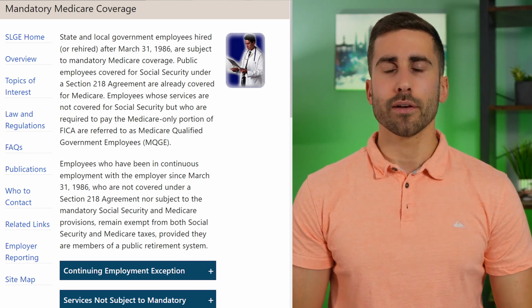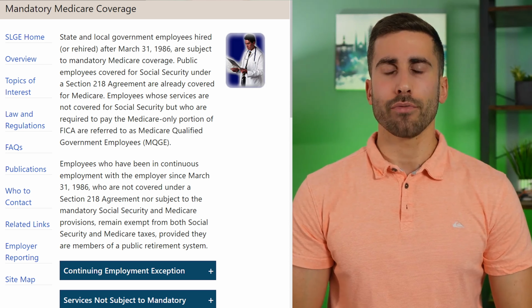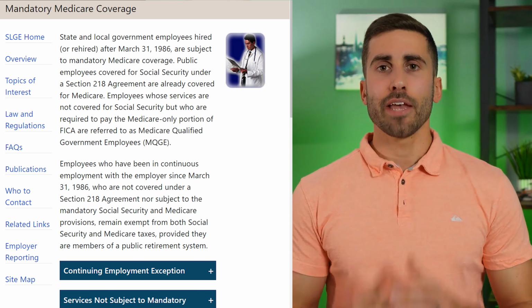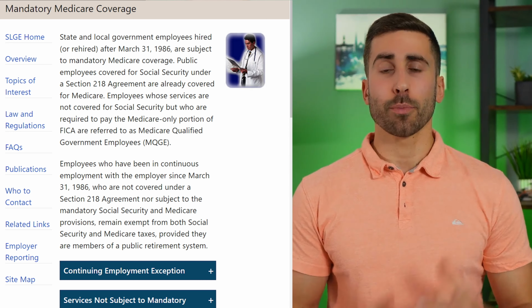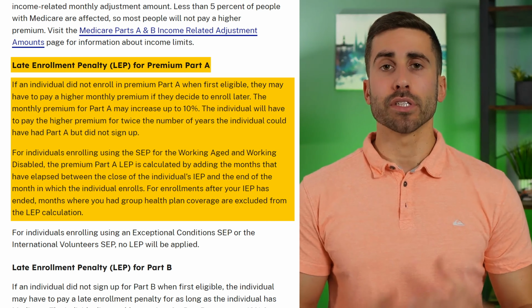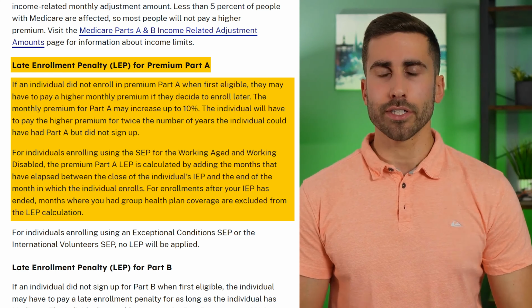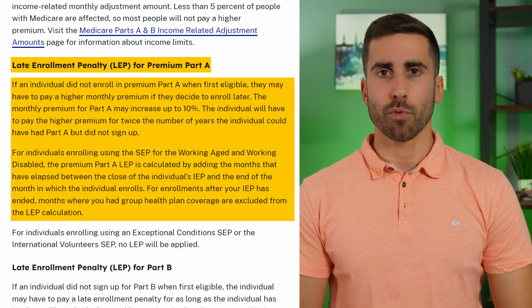Now, a quick note, if you do not have enough work credits and you were a government employee, make sure to reach out to Social Security and ask them about Medicare qualified government employment credits and just see if those apply to you. If you don't have any method of getting the appropriate number of work credits for premium-free Part A, you may also avoid the Part A penalty if you delay Medicare enrollment due to having active employer health coverage through yourself or a spouse. And this gives you access to a special enrollment period.